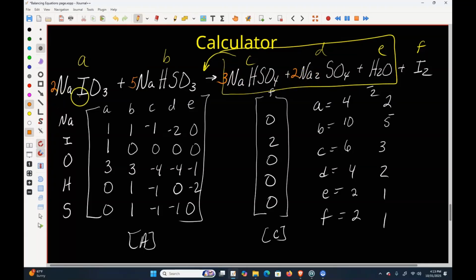For iodines, I have 2 iodines, 2 iodines. For oxygens, I have 2 times 3 is 6. I have 3 times 5 is 15, so that's 21. So 3 times 4 is 12, plus 8, plus 1. I think that's the same, isn't it? 6, yes, 21. All right, so it looks like everything is balanced.